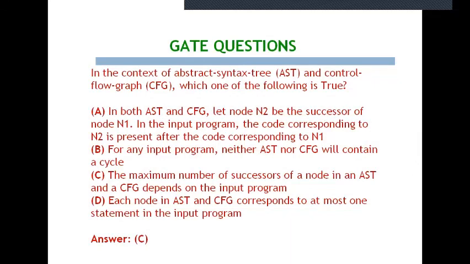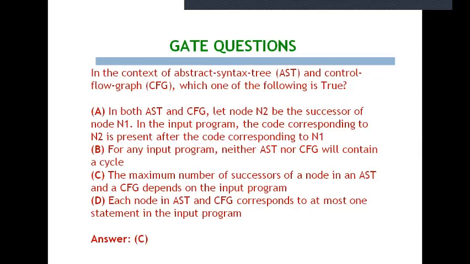And the GATE question is, in the context of the abstract syntax tree AST and the control flow graph CFG, which one of the following is true? In both AST and CFG, let node N2 be the successor of node N1. In the input program, the code corresponding to N2 is present after the code corresponding to N1. The next option is, for any input program, neither AST nor CFG will contain a cycle. The third option is, the maximum number of successors of a node in an AST and a CFG depends on the input program. And the final option is, each node in AST and CFG corresponds to at most one statement in the input program.